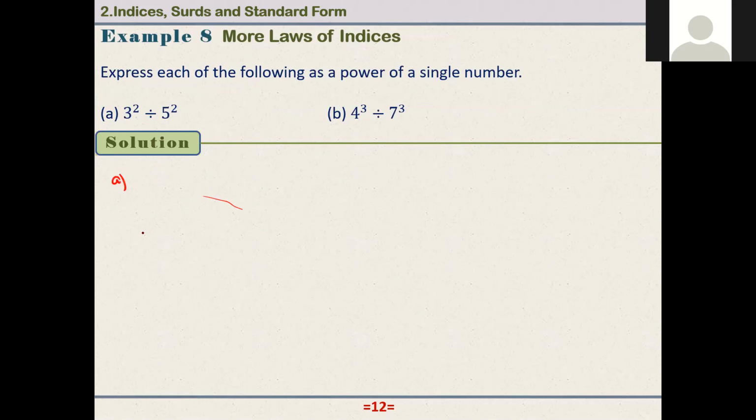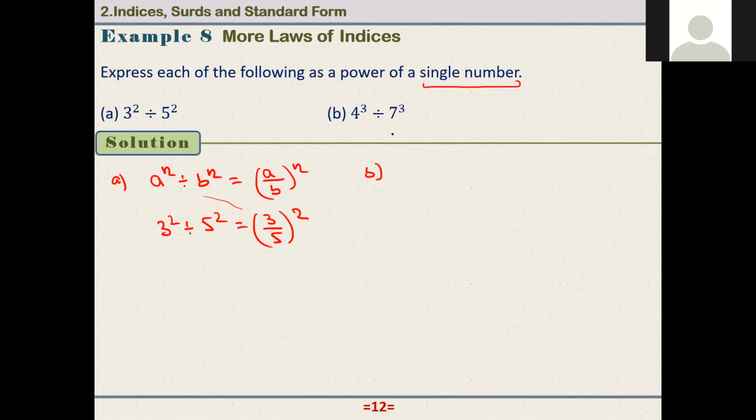So here we have, using that property again, if we have A to the power N divided by B to the power N, using the same thing, bases are different, but exponents are the same. So we can write it as A over B to the power N. So for A, 3 squared divided by 5 squared. Exponents are the same. We can write it as 3 over 5 to the power 2. So we just write it as a power of a single number. The single number is 3 over 5, one fraction, or 0.6.